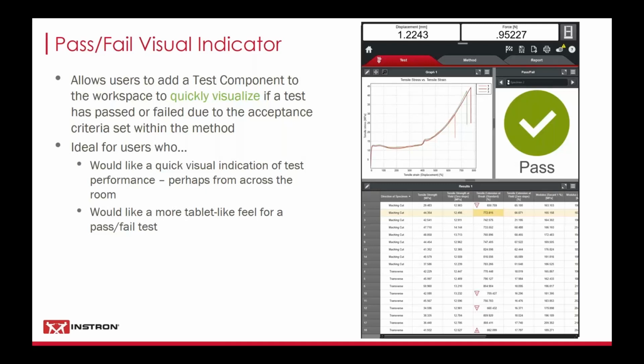So PassFail benefits users who may be running multiple systems in a lab at once and can see the test performance across the room, or if sometimes it's difficult for an operator to know, was that a good test or not? This makes it extremely clear. It was a good test because you see a nice big green check mark, or you would know very quickly if it failed by getting that red X. And you can also see in the results table the ones that did fail and why they failed. So you can see that the first one failed because the result was too low. So that tensile extension at break was too low for the acceptance criteria.